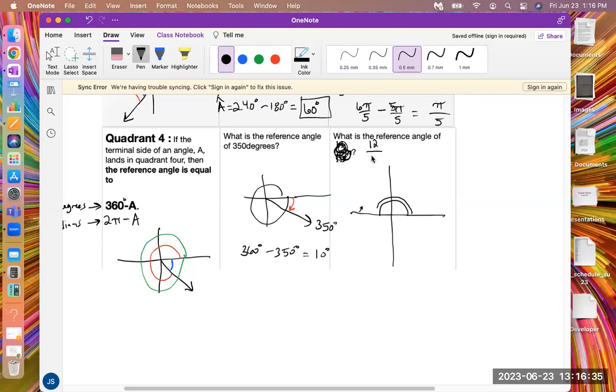I think I wanted 11 pi over 6. That's what I wanted. Let's do that one. Well, good thing that I verified first that this angle was actually in the quadrant I thought it was, because it wasn't.